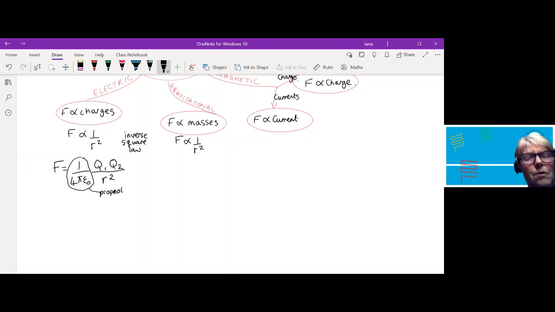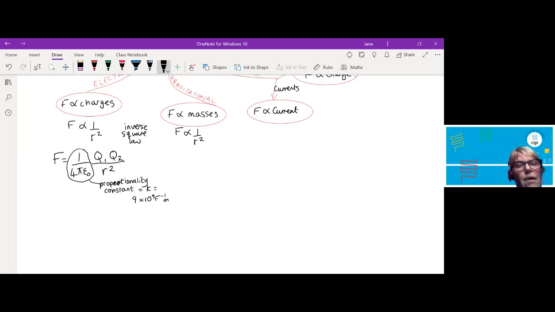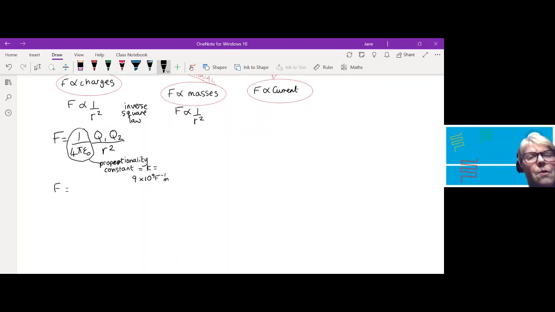Now we can reduce that a little bit, and we can just call it K. And we can just say that it's 9 times 10 to the 9 per farad meter. So we could write it like this: F equals K, Q1, Q2 over R squared. So the force is proportional to both of the charges, whether they're positive or negative, and the inverse of the square of the distance.